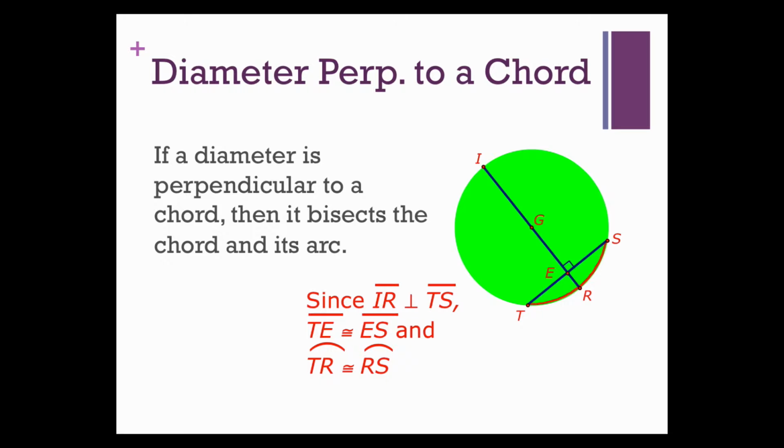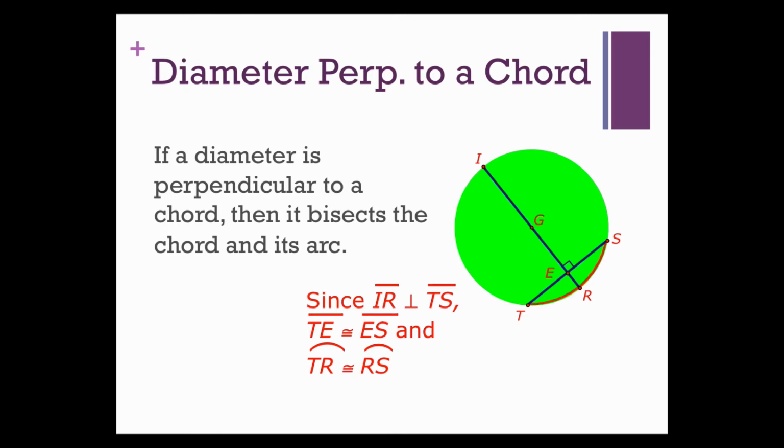So this one, we're starting with a diameter that's perpendicular to the chord. And if those two things are true, it's a diameter and it's perpendicular, then it bisects each of the two things. So what would the converse of that be? Pat? If the diameter is not perpendicular to the chord, then it doesn't bisect the chord and its arc. That's an inverse. We don't want to negate, we want to reverse.